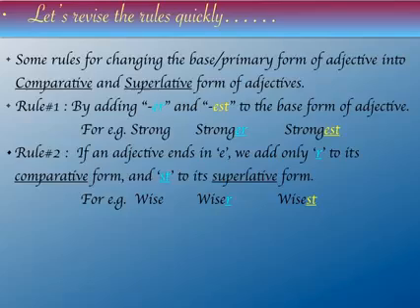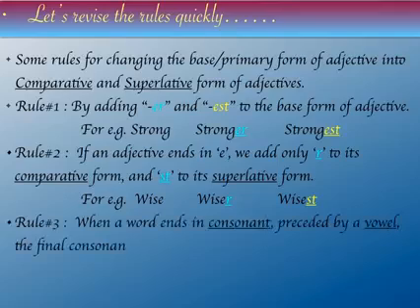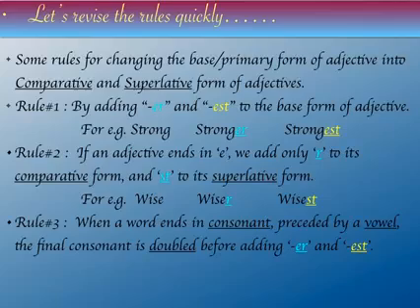So remember, when an adjective ends in e, we just have to add r and st respectively to form comparative and superlative degree. Let's see rule 3. When a word ends in consonant preceded by a vowel, the final consonant is doubled before adding er and est. So students, here you need to remember that when an adjective ends in consonant and before the consonant there is a vowel, then you have to double the final consonant and then add er and est.